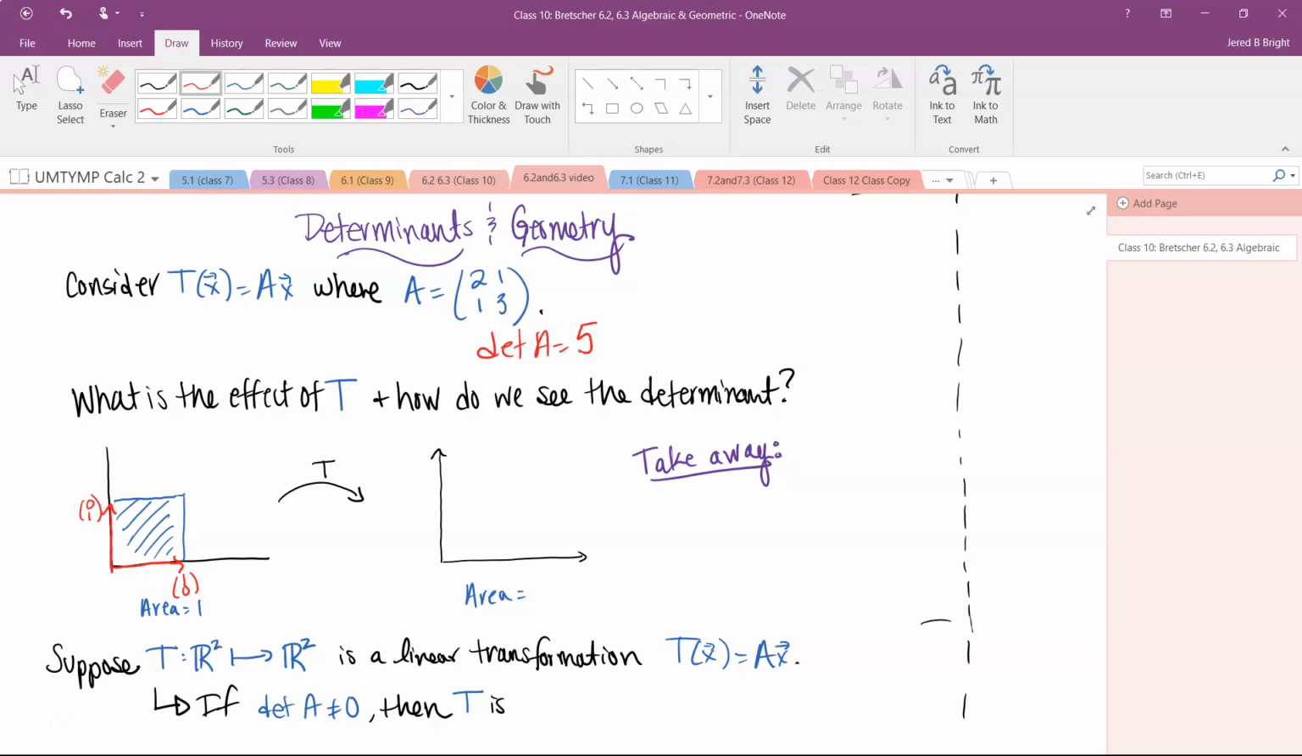Well, if we look at the unit square in R2, because this is a 2 by 2 matrix, we can see that the vector (1, 0) is translated to the vector (2, 1), and similarly, the vector (0, 1) is translated to the vector (1, 3) by the matrix. Here is our post-image of that same unit square after the transformation.